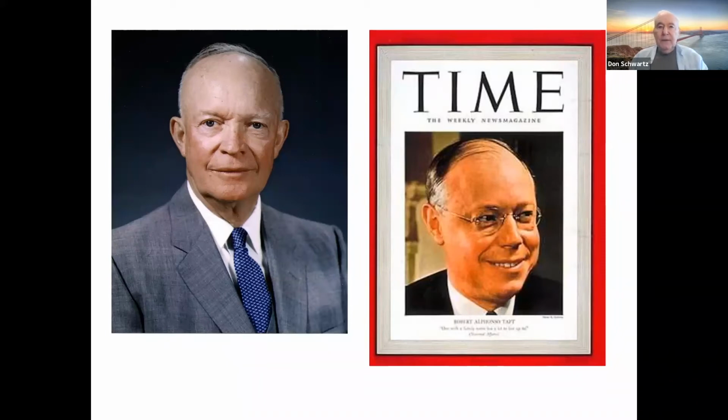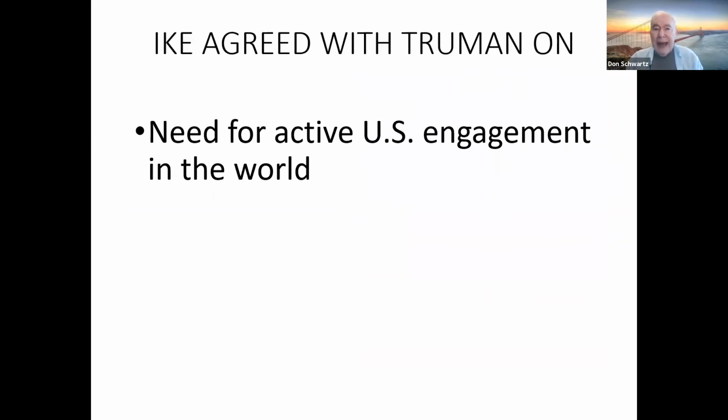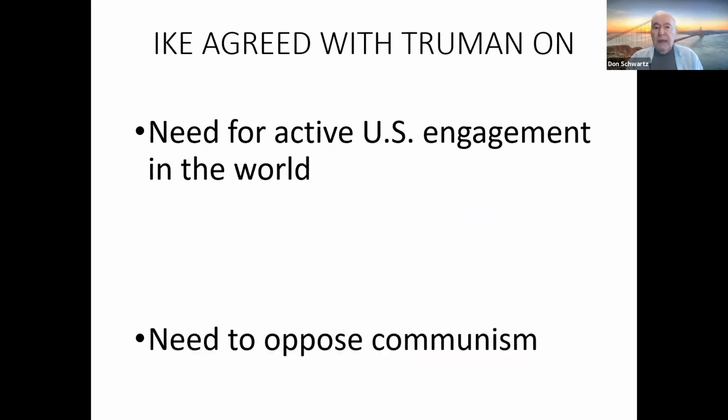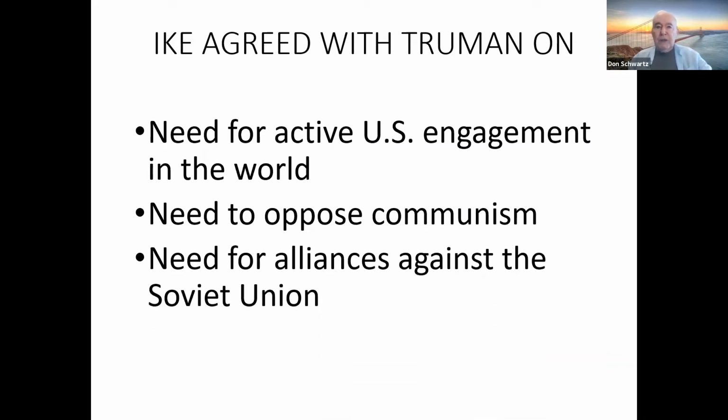His victory in the 1952 Republican primary and then in the presidential election guaranteed that America in the second half of the 20th century would follow an internationalist foreign policy. Although Eisenhower was critical of the way Truman was handling the war in Korea, he concurred with the essential thrust of Truman's foreign policy. He agreed on the need for the US to be actively engaged in world affairs. He agreed with Truman on the need to repel communism. And he agreed that the United States should enter alliances with other countries to defend against Soviet expansion.